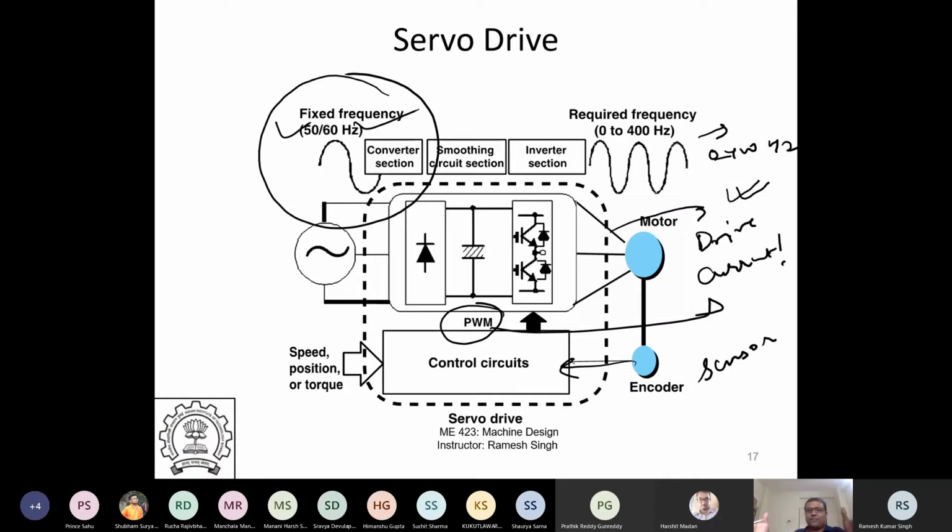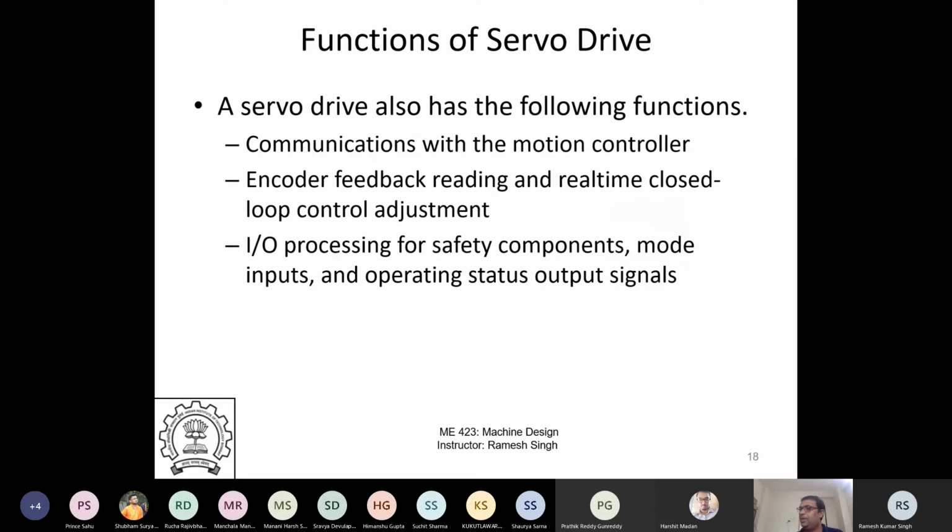The servo drive is like a big box, which I showed you in the last class, where I showed you how a servo drive looks. It's a nice big box. The functions of the servo drive are these: it communicates with the motion controller, which will be in your computer. It takes encoder feedback readings in real time for closed loop control, and it does input output processing for safety components, mode inputs, and operating status signals.